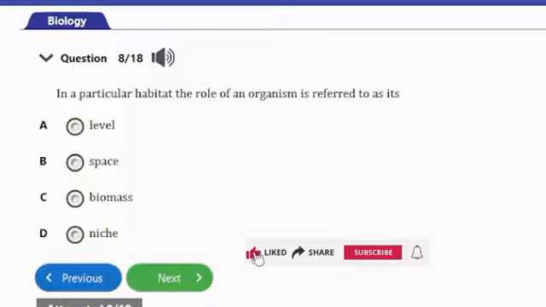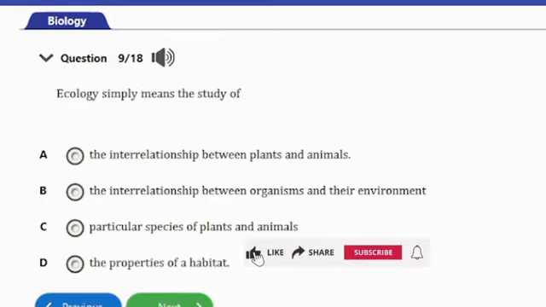So this will include its interaction with other organisms, its diet, its behavior, and the physical condition that's necessary for its survival, and so on. So guys, that's it for that question. So option D is the answer here. So let's consider the next question.